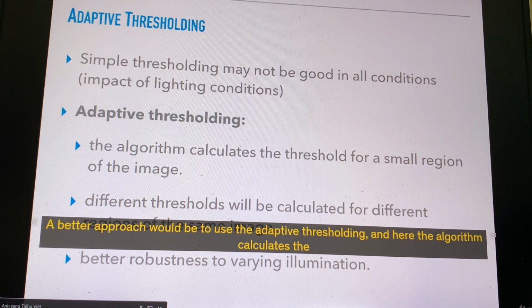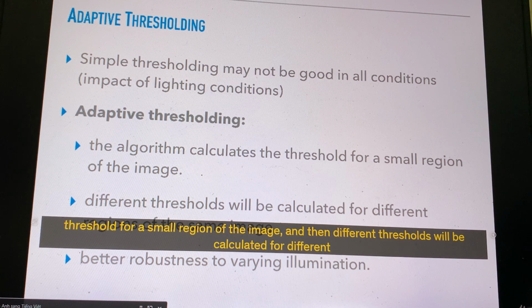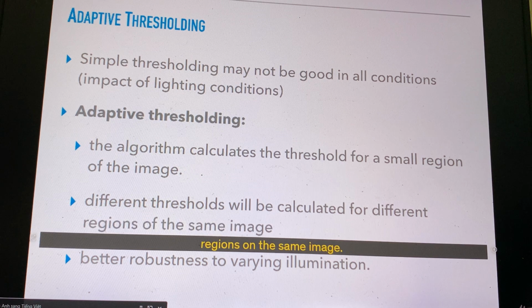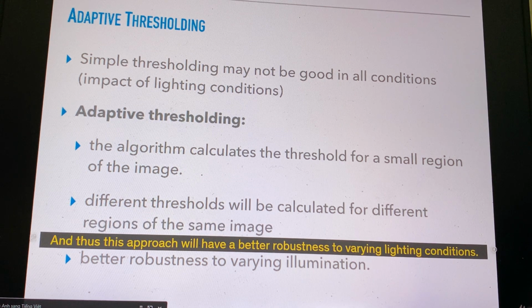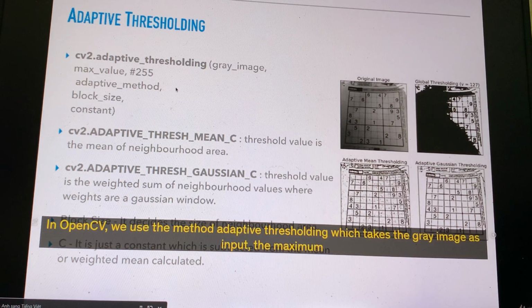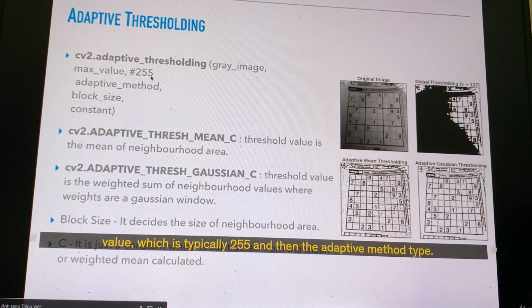A better approach would be to use adaptive thresholding, and here the algorithm calculates the threshold for a small region of the image, and then different thresholds will be calculated for different regions on the same image, and thus this approach will have better robustness to varying lighting conditions. In OpenCV, we use the method adaptive thresholding, which takes the gray image as input, the maximum value, which is typically 255, and then the adaptive method type, and here we have two different types.